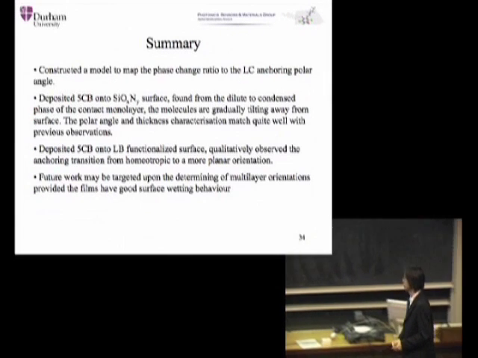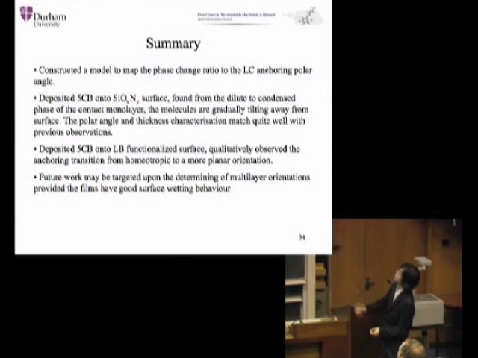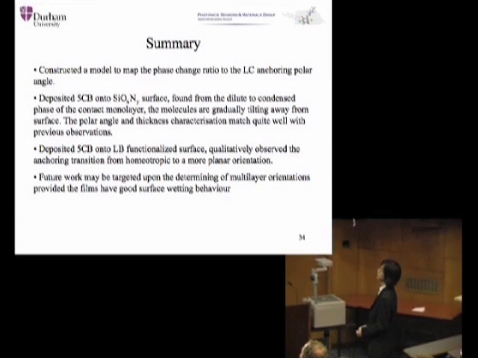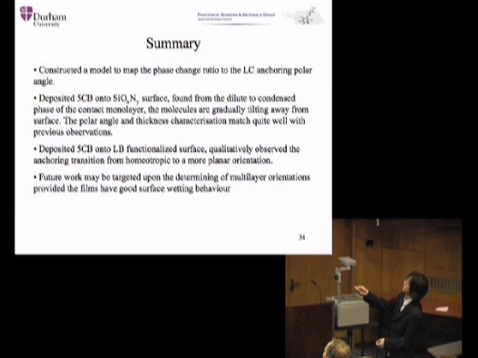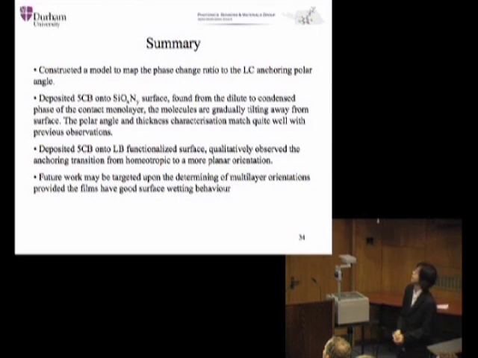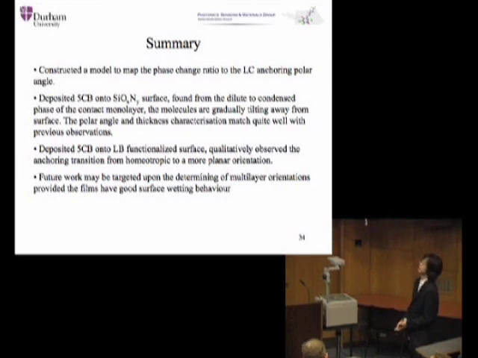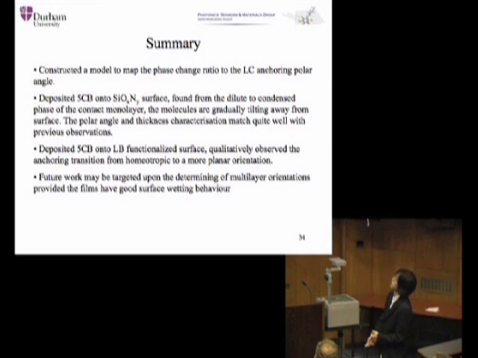So I think for summary, we have constructed a model to map the phase change ratios to the liquid crystal anchoring polar angles. And we also deposited 5 CB molecules on the silicon isolate surfaces, and we found a transition from the dilute to the condensed phase of the compact monolayer. And the molecules gradually tilt away from the surface. And the polar angle and the thickness characterizations match quite well with the previous observations. And we also deposited 5 CB molecules on this LB functionalized surface, and qualitatively observed these anchoring structure transitions from a more homeotropic one to a planar one.